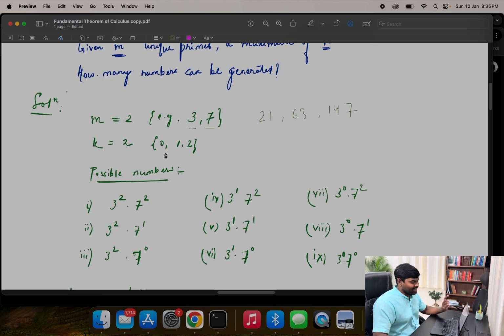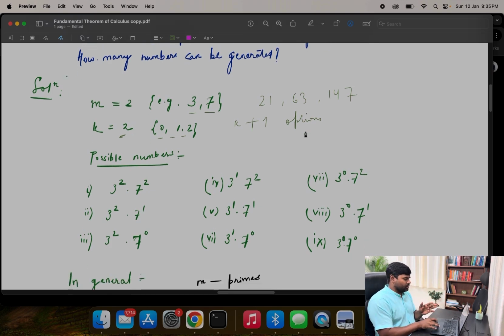So that means any multiplicity can be 0, 1 or 2. That's it. Only 3 options, right? So if the value of k was 2, how many options did you have? You had k plus 1 options. That is the thing to understand, right? Because 0 is also there. So you can either have 0 of that prime number, 1, 2, 3, 4, 5, all the way till k.